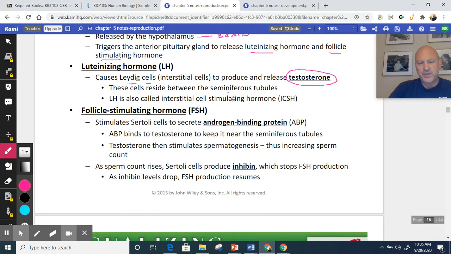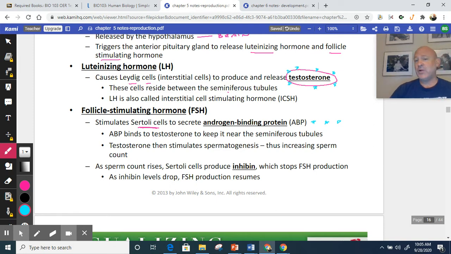Follicle stimulating hormone stimulates Sertoli cells. Sertoli cells are going to be producing a protein called ABP, androgen binding protein. And what this protein does is cling to testosterone. And the whole idea of clinging to testosterone is once the testosterone is being produced, we don't want the testosterone to leave the area. We need the testosterone to stay, right?